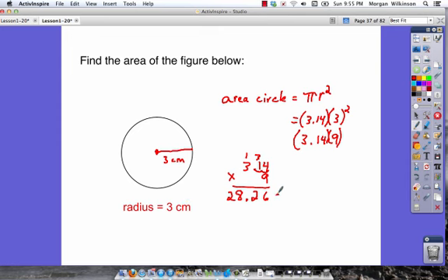This one's centimeters, so it's got to be centimeters to the second power. 28.26 square centimeters would be our answer for the area of this figure.